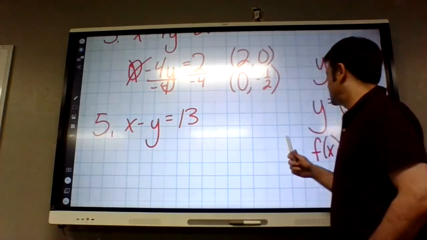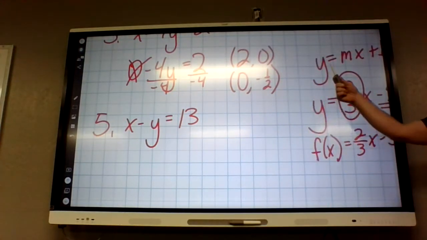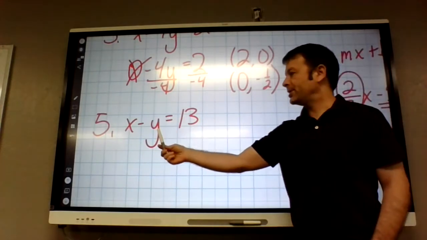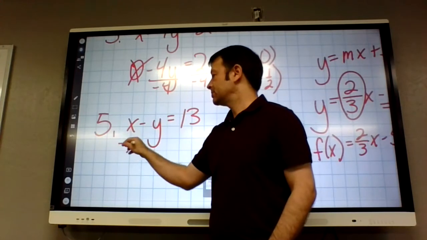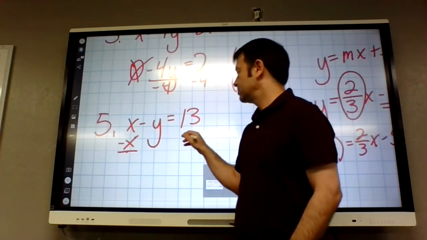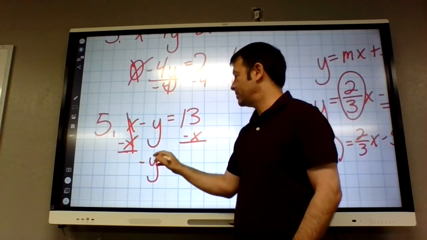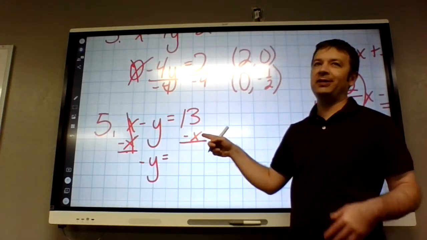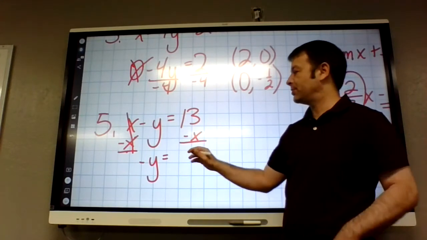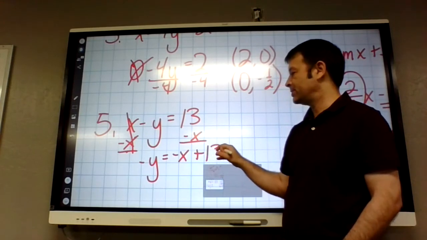Okay, I want to solve for y. I want to get y by itself like these equations over here. So how do I get y by itself here? Well, minus the x. So that goes away. I get negative y equals 13 minus x, but to have it in slope-intercept form, I'm going to switch the order. I'm going to put the minus x in front of the positive 13.